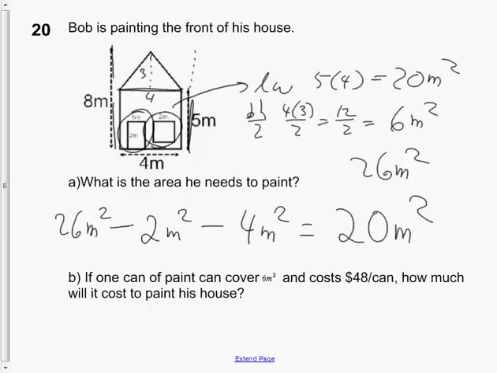All right? Now, if one can of paint can cover 6 square meters and costs $48 a can, how much does he need to buy? How much will it cost to paint the house? Well, 3 cans won't be enough, because 3 cans will only cover 18 square meters. And you can't buy a part can, so you need to buy 4 cans. And how much will it cost? Well, 4 times 48 is $192 to paint his house.